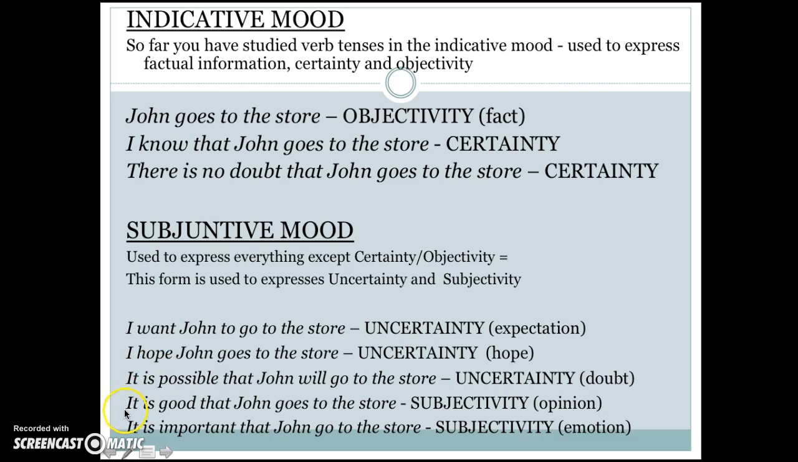When I start to say things like it is good that John goes to the store, or it is important that John goes to the store, I'm expressing my opinion or my emotional reaction, subjectivity, to the fact of John going to the store. So with the subjunctive mood, what we're going to be doing is expressing either uncertainty or subjectivity.